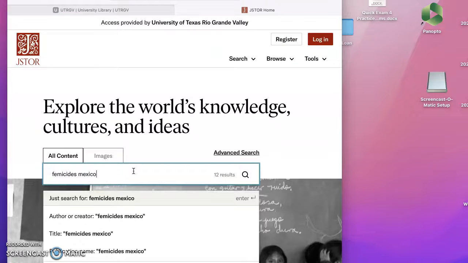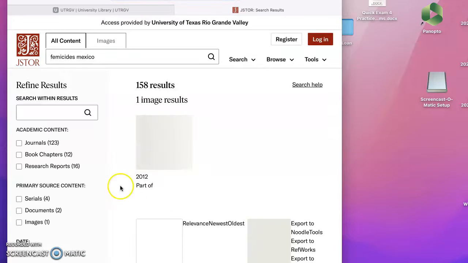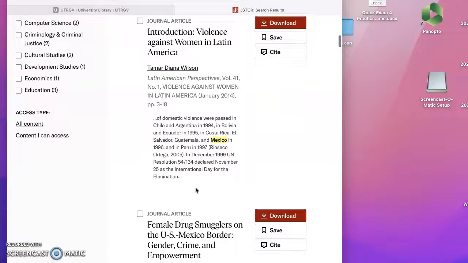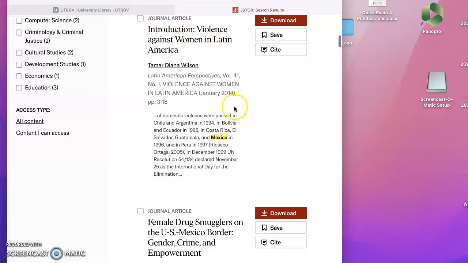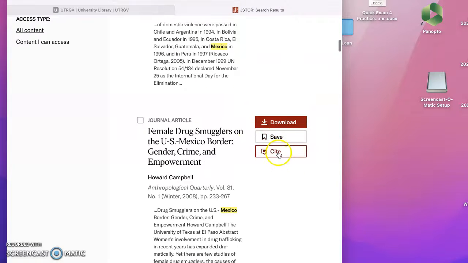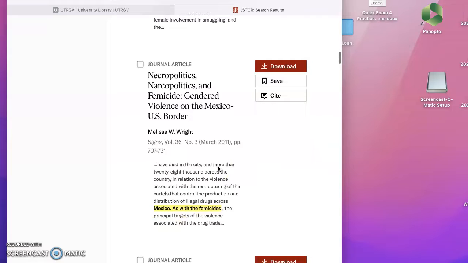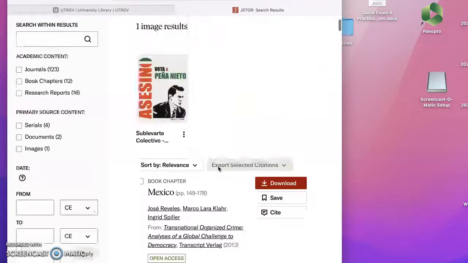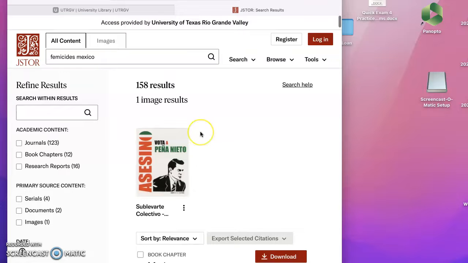So things for femicides came up, like an introduction, violence against women in Latin America, and if you need a citation, you can just do it here. You can download it and see what you're trying to look for. So now I understand how to use it, which was very helpful for my other class, sociology.